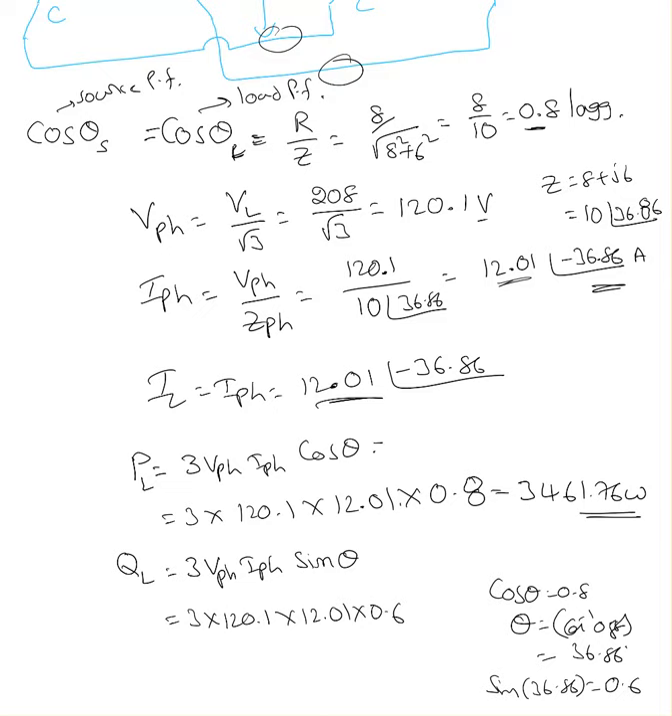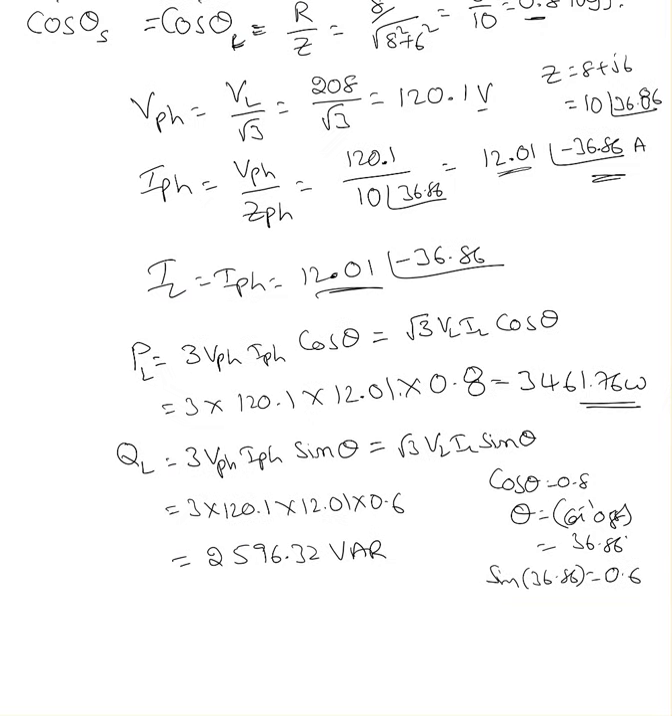By the way, you can use another formula for active power or reactive power, which is square root 3 VL IL cos theta. You can use this formula. Same thing here, square root 3 VL IL sin theta. So this value is 2596.32 volt ampere reactive. So I have active power and reactive power.